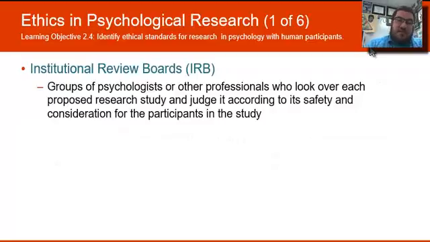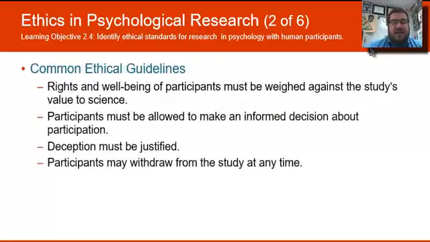Let's move on from that to ethics in psychological research. You have institutional review boards at every university and psychological group who look over proposed research studies. So before you do a research study, you have to turn it into an IRB so that it will be overviewed for safety and ethical considerations for participants in the study. Other common ethical guidelines when working with humans: the rights and well-being of the participants' safety must be weighed against the study's value to science.